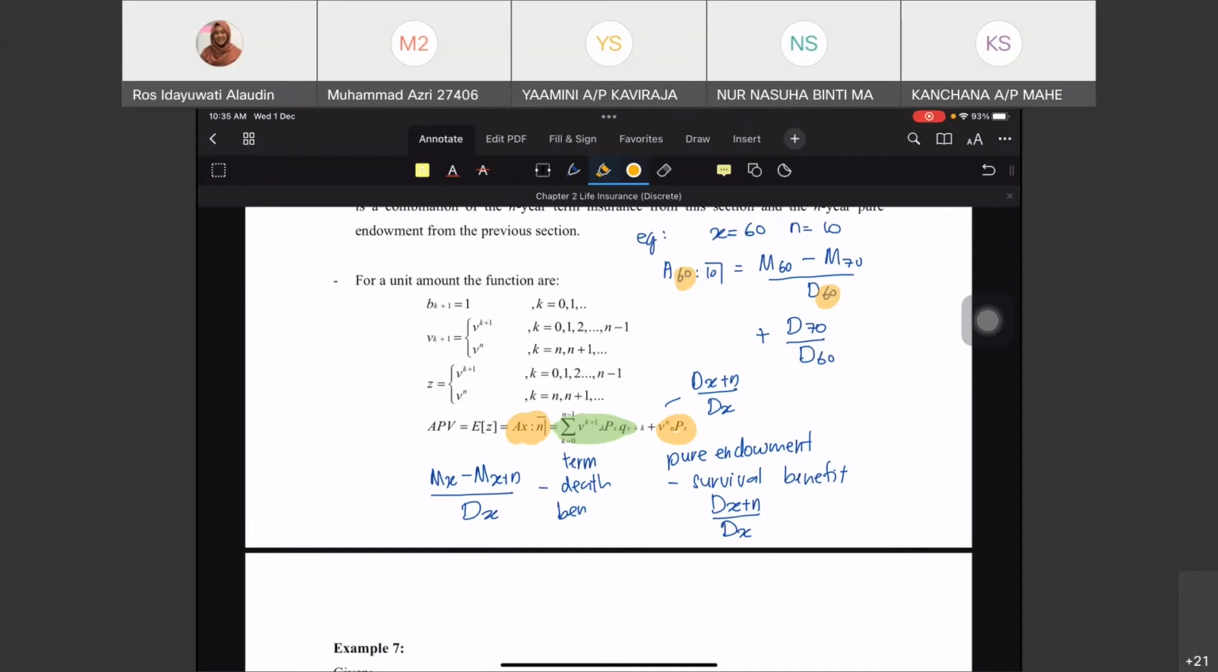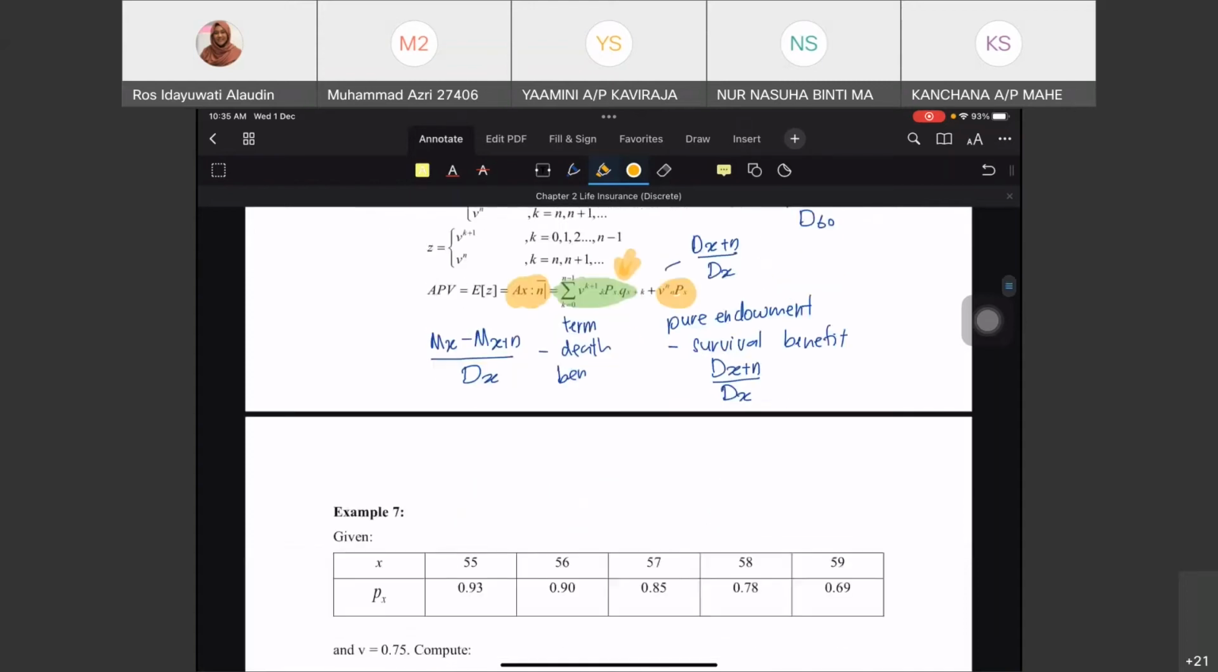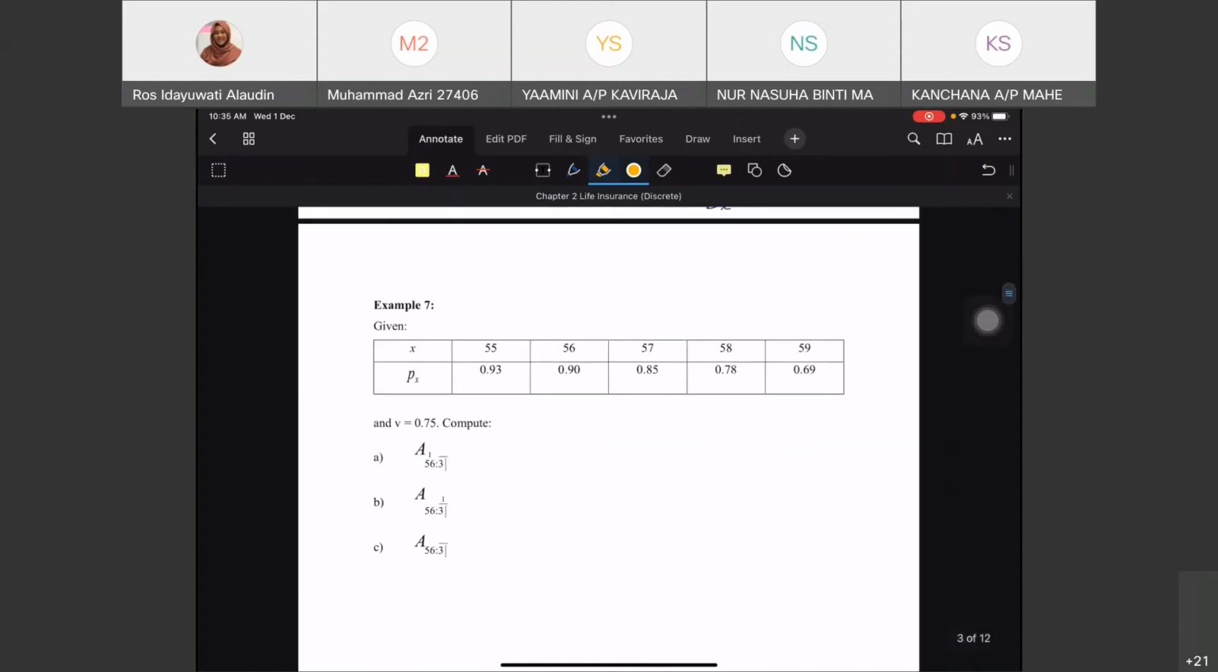But let's say for the case of less than 5 years, I asked you to calculate using this formula: v^(k+1) kPx q(x+k). We will try the example so you can see it more clearly. This is the case where we need to use the summation. We cannot refer to the table because the table is not given.